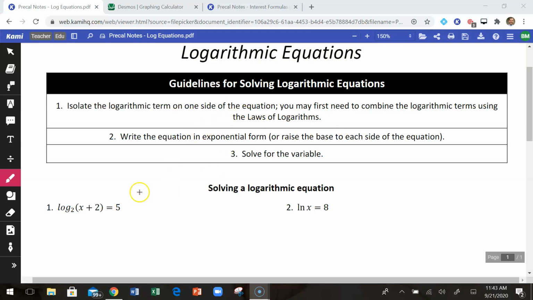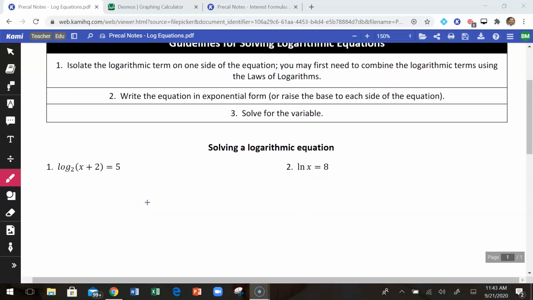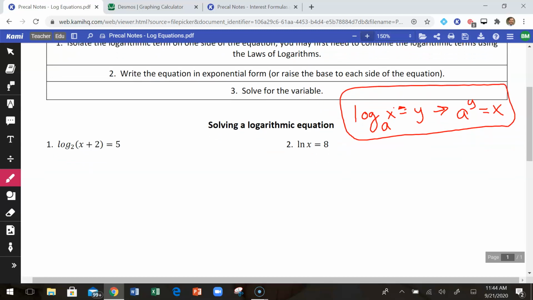First of all, we do want to get a single log on one side, and we may have to use log properties to get that done. And then once we have that, again, rewrite it in exponential form, and then we should be able to solve. So again, what I want you to keep in mind every time is that log base a of x equals y means that a to the power y equals x. You need to know this in order to rewrite those.